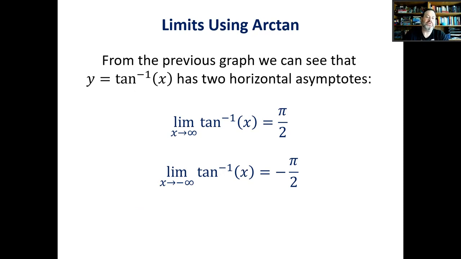And if you did need to prove it, you could just say that tangent of y, so y is our angle, has vertical asymptotes at negative pi over 2 and pi over 2. So when you take an inverse, vertical asymptotes turn into horizontal asymptotes, right? So if you needed to prove it, that's how you would do it.